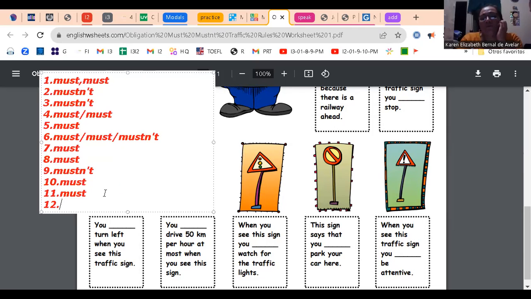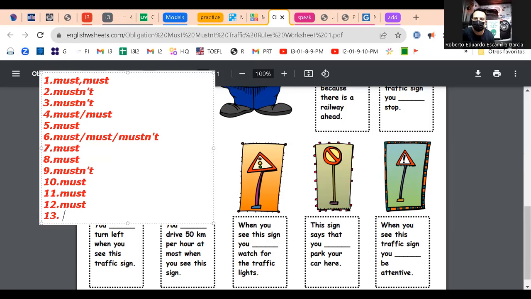Okay, how about, when you see this traffic sign, you must be... I'm not really sure about these traffic signs. It's not really clear. But what do you think? So when you see this sign, you must or mustn't? Must. Okay. Must watch for the traffic lights. Okay, 13.